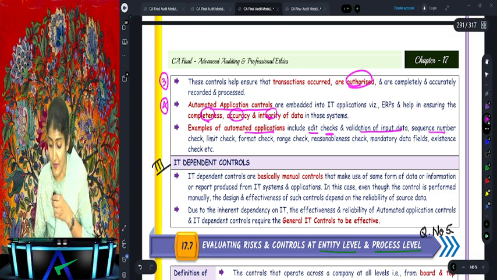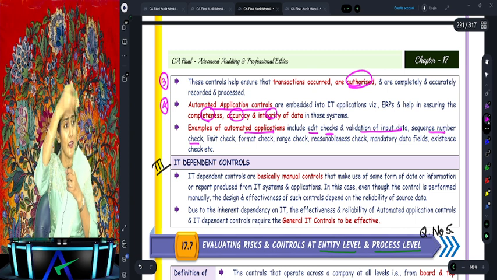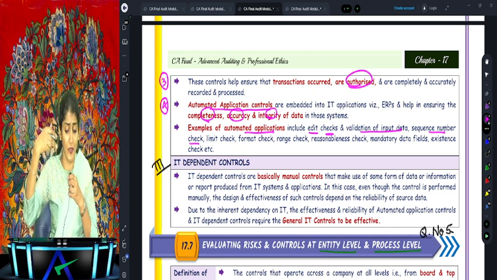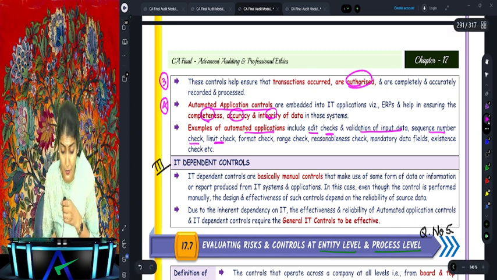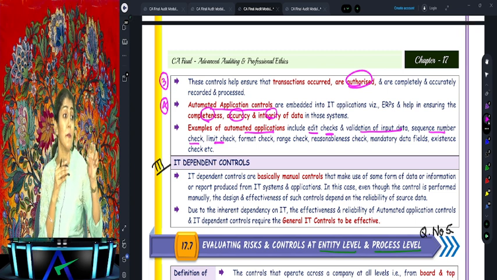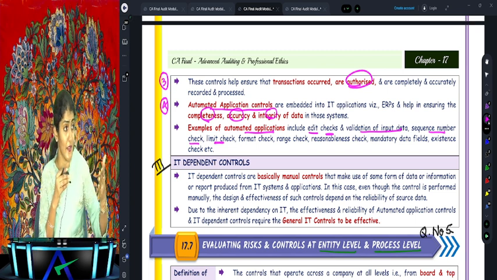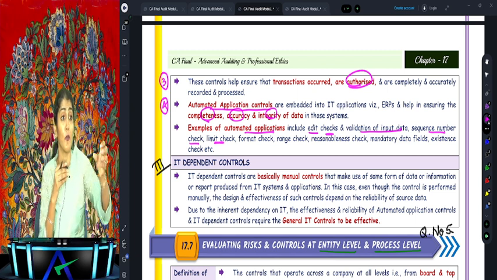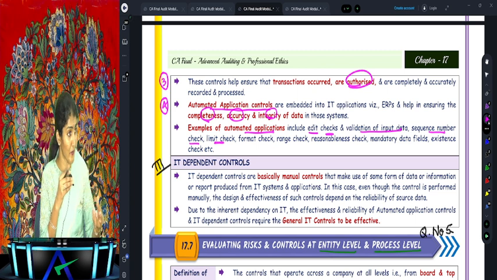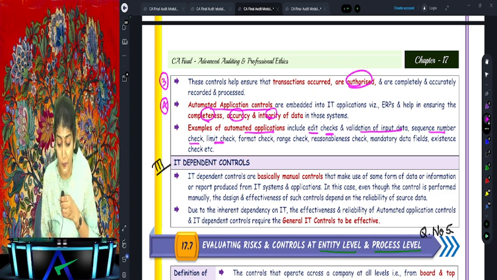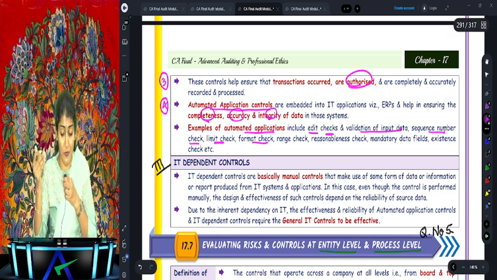Then the sequence number check, that is, the serial numbers which are auto generated for the next bill. Then the limit check, like for Netflix and others, they have a limit check, so that more than one user cannot see the screen at the same time. Or even for your bank transactions, there is a limit, you cannot withdraw more than 50,000 rupees in a day or something. So limit check. Then there is the format check, which I told you, DDMMYYYY.